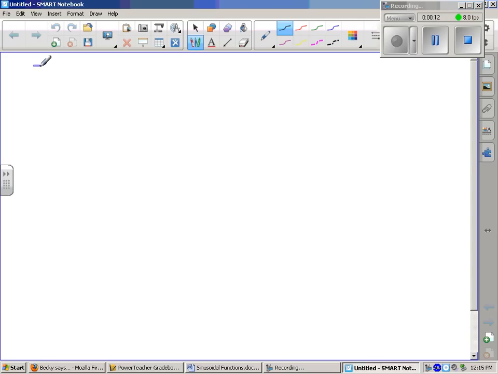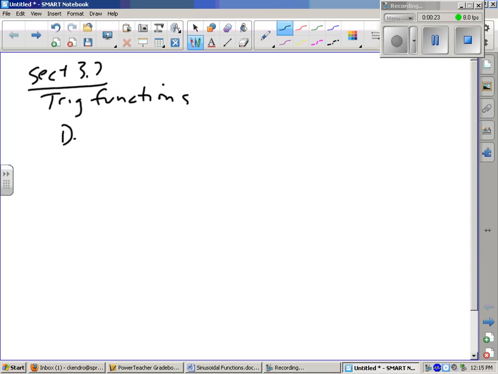Ready, set, go. We are going to do section 3.7, and it's all about trig functions. Trig functions are either in degrees or radians. If we are in degrees, I want you to round to the nearest tenth. If we're in radians, we are going to take it out to 4 places, so the nearest 10,000th. So 4 places: tens, hundreds, thousands, 10,000s.